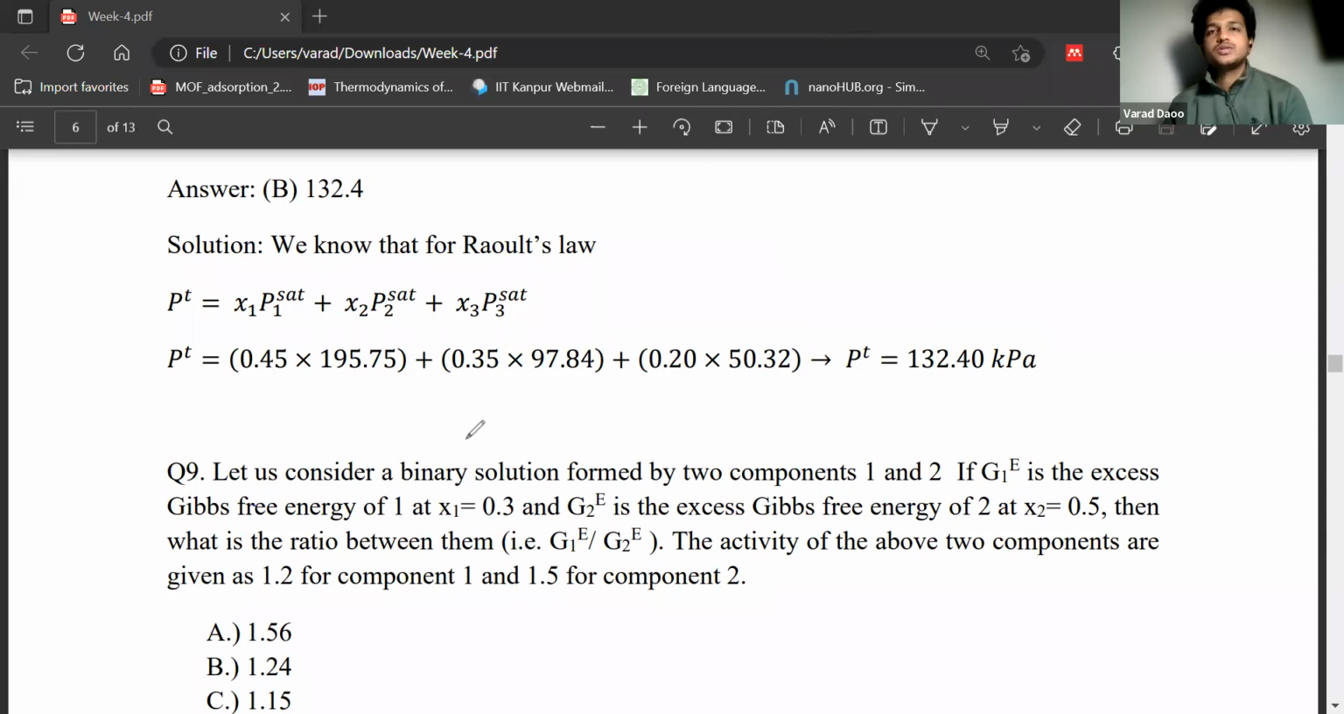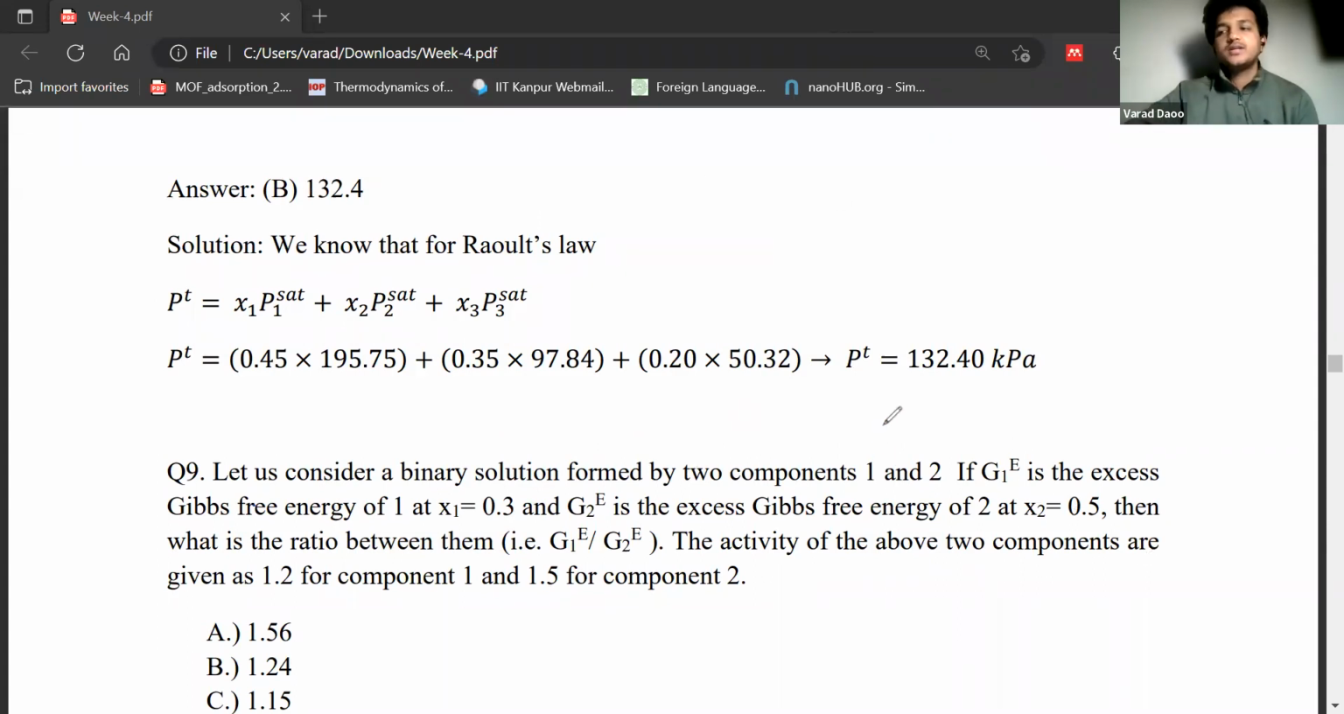This is a question on excess properties, right? So what we have: let us consider a binary solution formed by two components, component 1 and component 2. G1E is the excess Gibbs free energy of component 1 at x1 equal to 0.3, and G2E is the excess Gibbs free energy of component 2 at x2 equal to 0.4, 0.6 or 0.5.